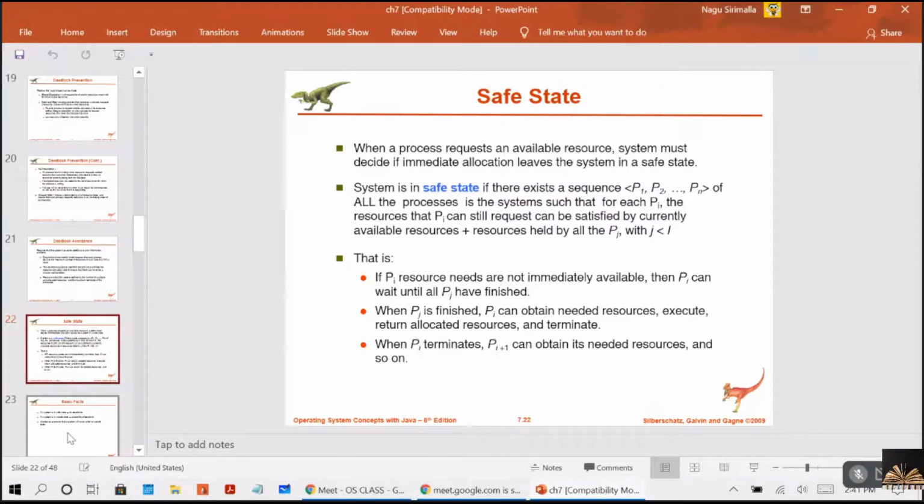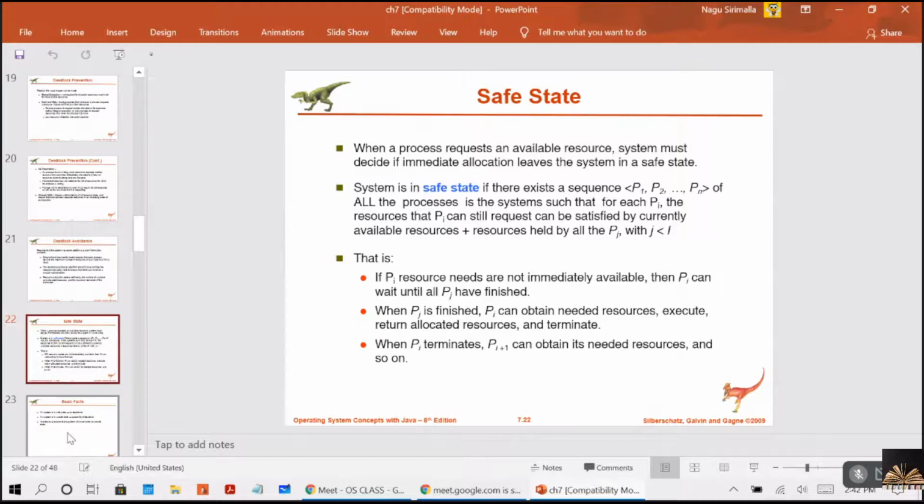But if we allocate the seventh one and that leads to the deadlock, then we can say that the system is entering into the unsafe state. If it is going into an unsafe state, then we will not allocate the resource to the process. You're getting me? A system is in safe state only if there exists a safe sequence.